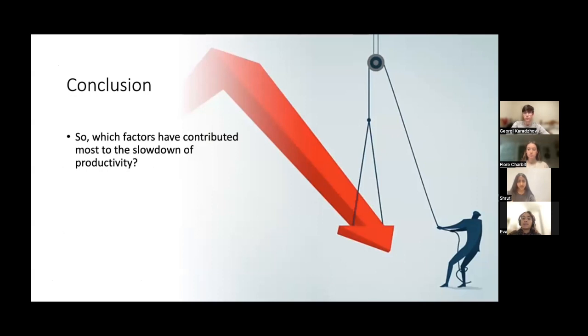And that concludes our exploration into why labour productivity is slowed down in the 5 advanced economies.